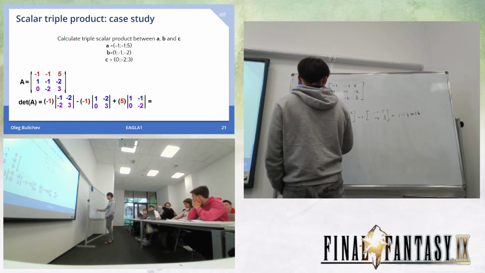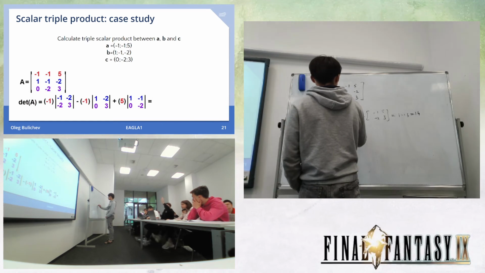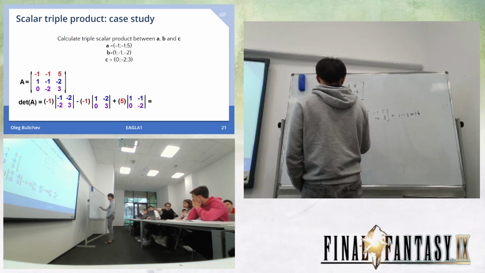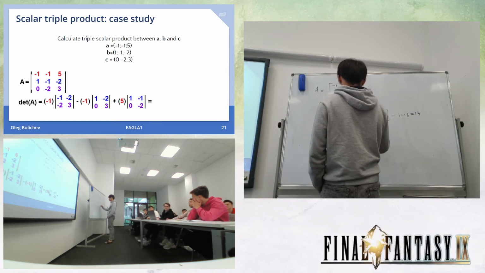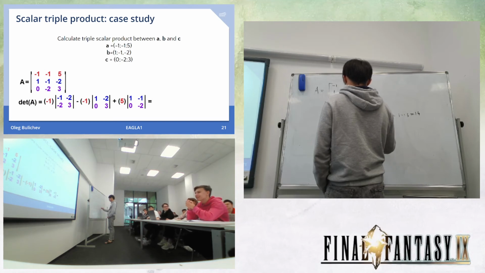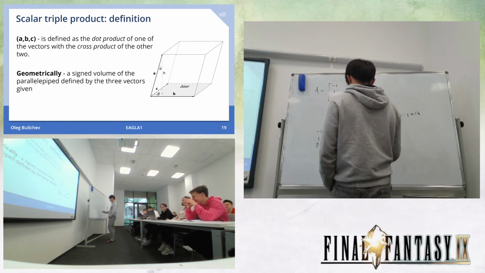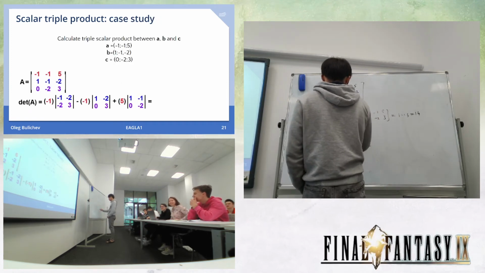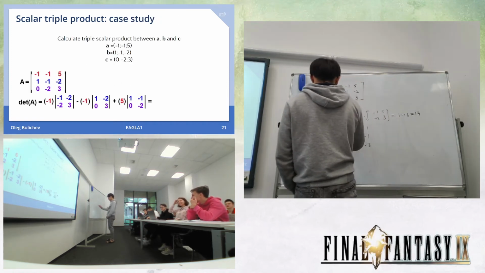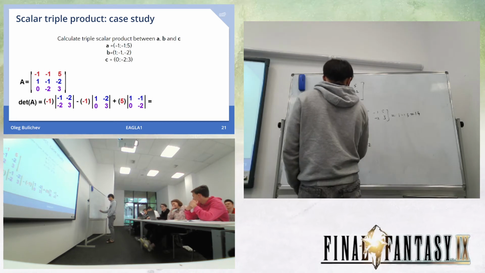What's the geometrical sense of the scalar triple product? It's a projection of A to where? It's volume. Volume of a parallelepiped. Okay. Is there any sense but geometrical?